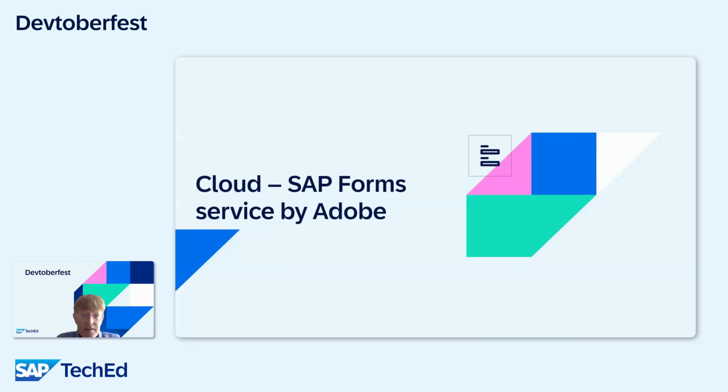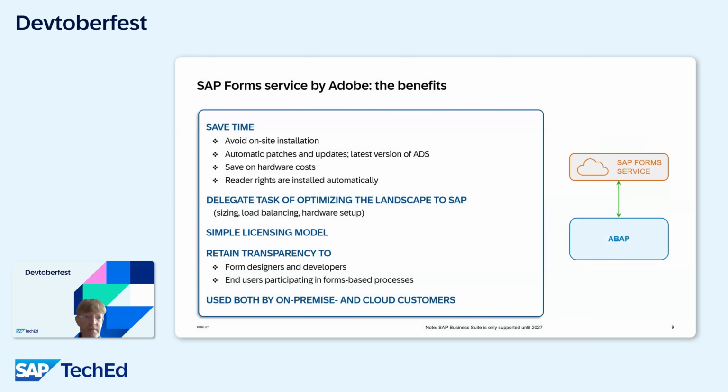Okay, now we get to the second chapter, the main block, I would say, and that's cloud. SAP is the cloud company, and the product here is called SAP Forms Service by Adobe. So what are the benefits and what is it? First of all, what is it? It's the ADS in the cloud. So this main rendering component that generates the forms, that's in the cloud.